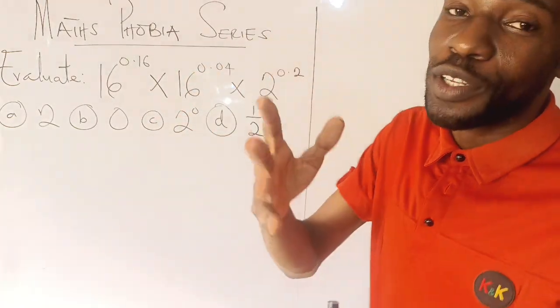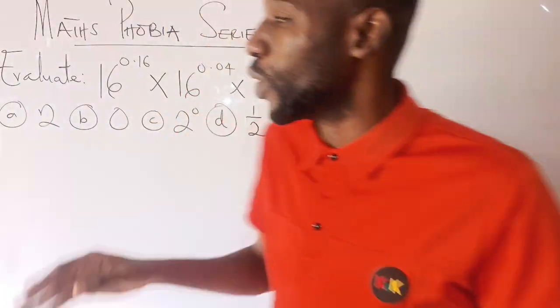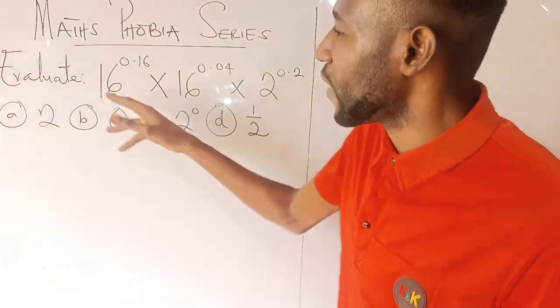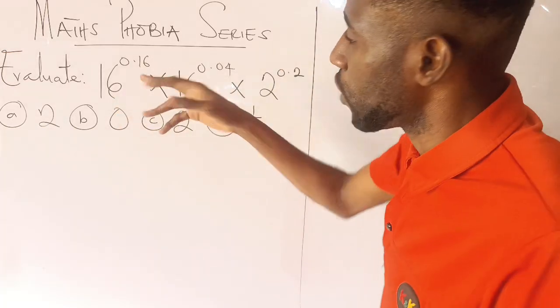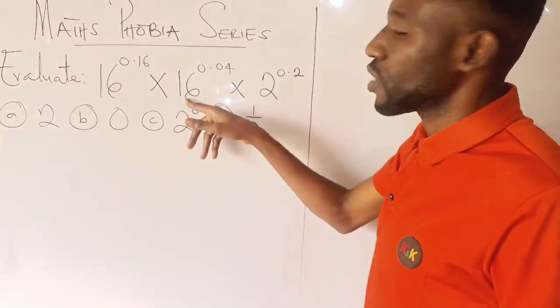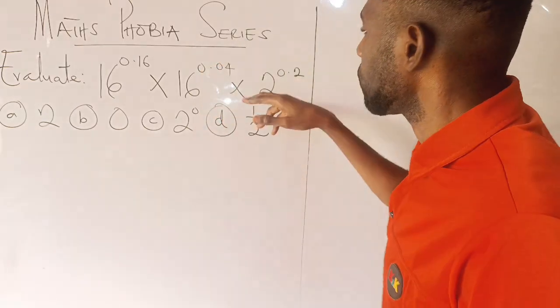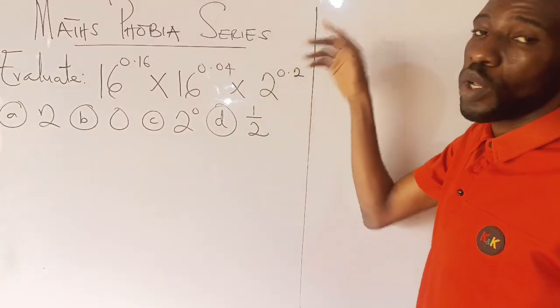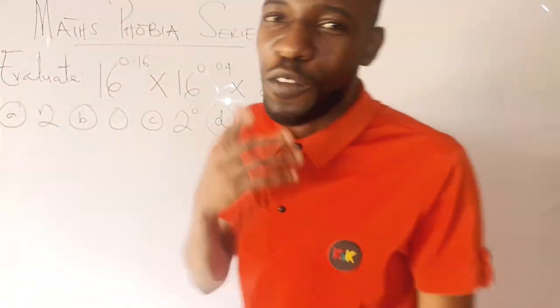Now, we started the journey on indices the last time, and now we're looking at something special. Evaluate 16 raised to the power of 0.16 times 16 raised to the power of 0.04 times 2 raised to the power of 0.2.